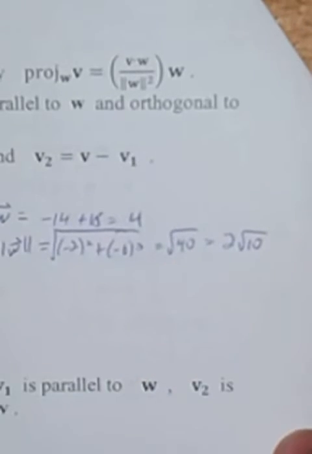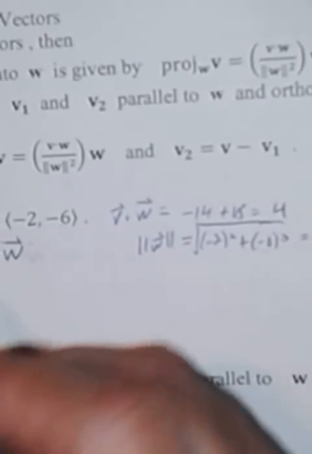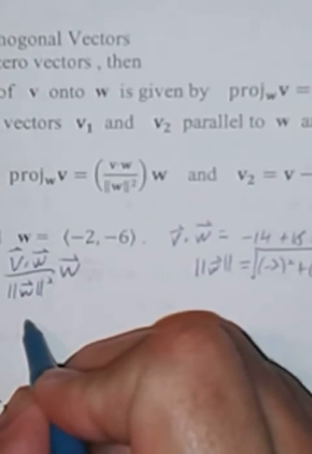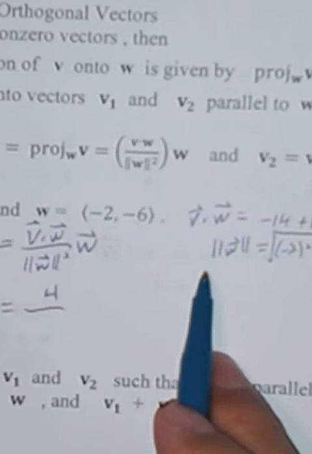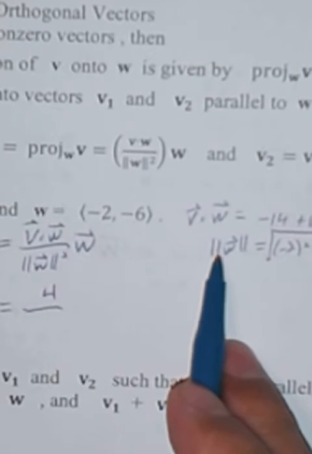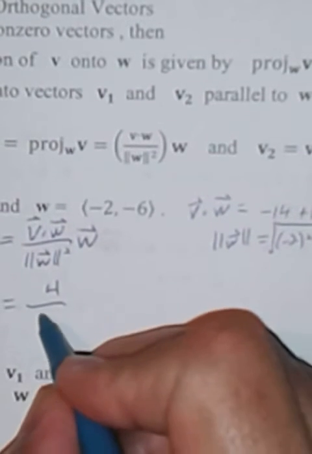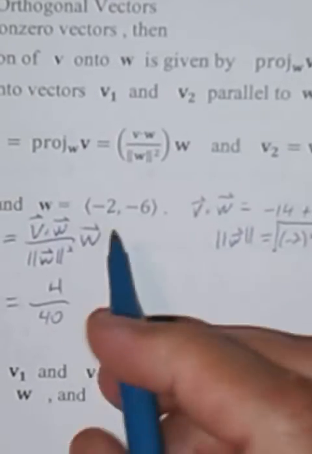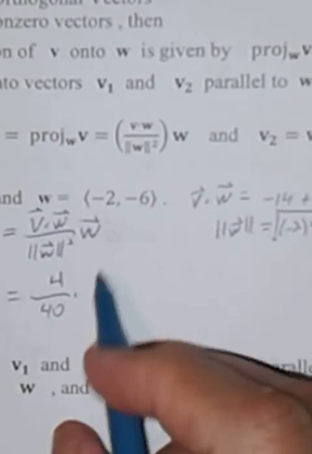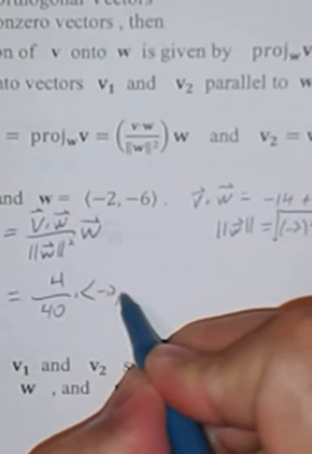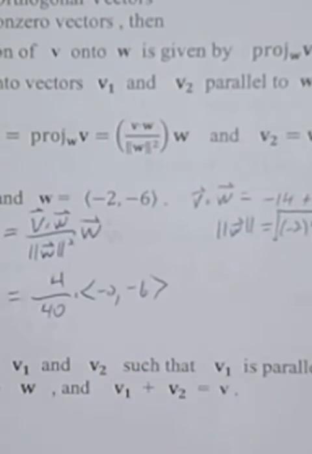Okay, so we have what we need. V dot W over the magnitude squared, which is 40. We don't need to know that it's 2 square root of 10. Times the vector W, which is negative 2 comma negative 6.